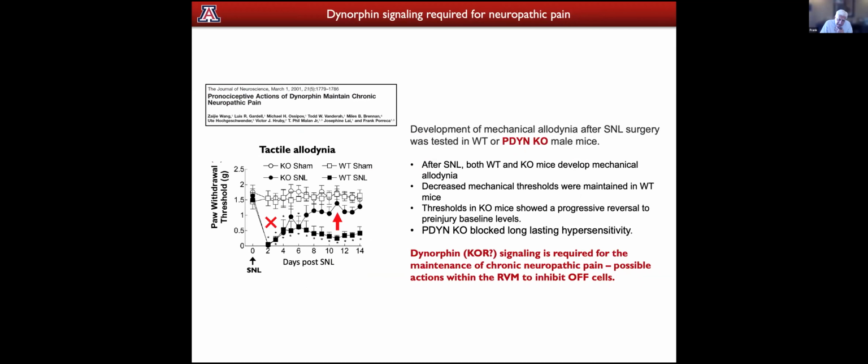Here's another early experiment that we did. We were also interested in the kappa opioid receptors and their potential role in modulating the descending pain inhibition cells.